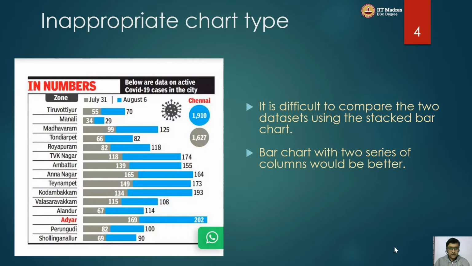Actually, a bar chart with two series of columns for every category would have been a better representation of this data, and that also will be very helpful for the reader to have a comparative study.